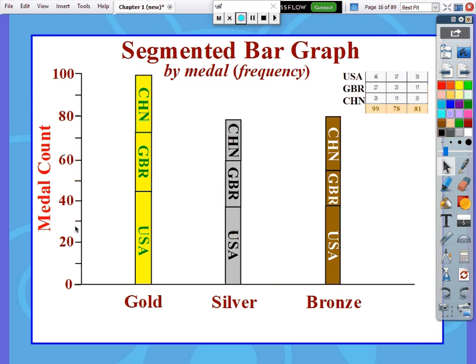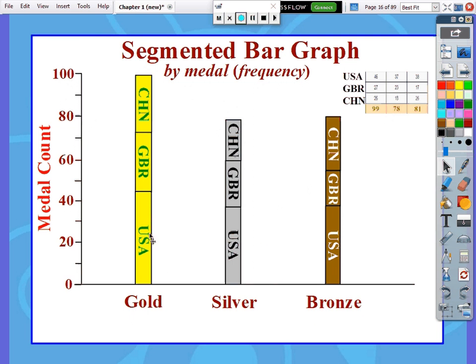So these aren't percentages, because you might go, well, hey, look at all the silver medals. They're not at 100%. That's weird. Where's the other 20%? Well, we're not talking about percentages. We're talking about actual numbers, right? There were a total of 78 silver medals. So this is where this is going at. It's just right below 80.